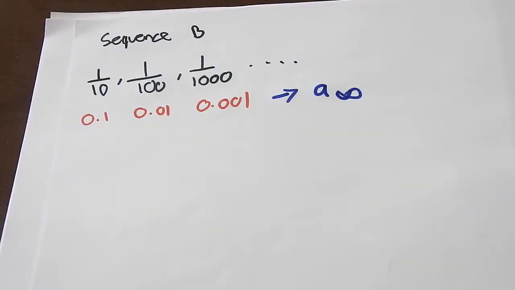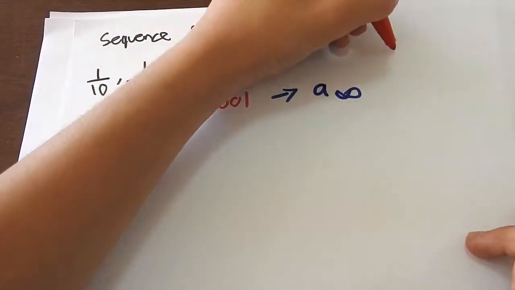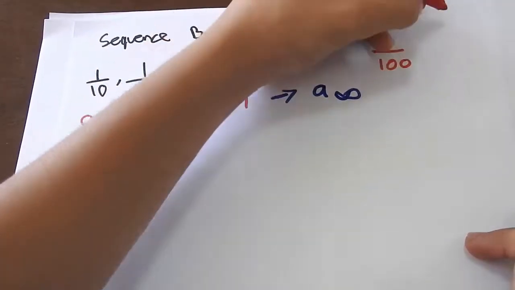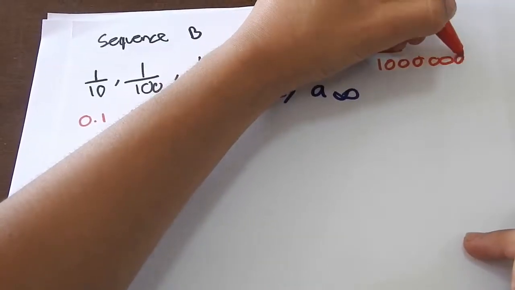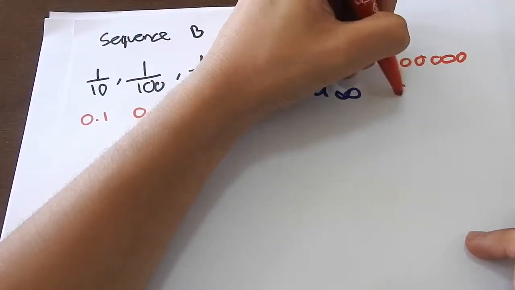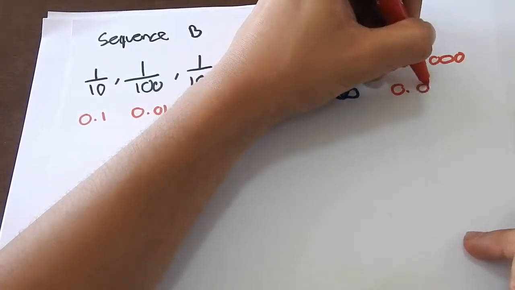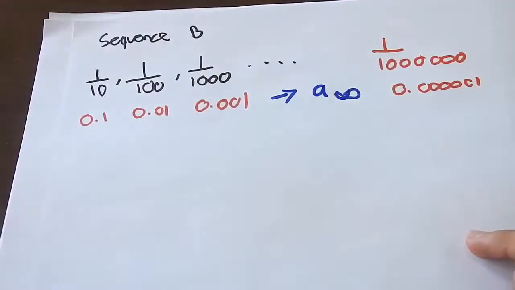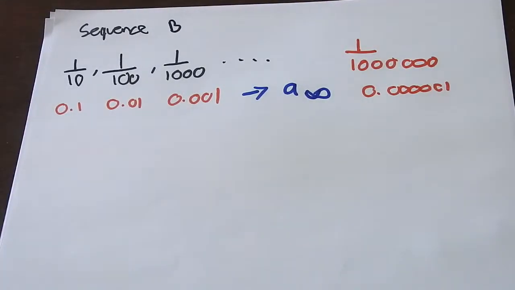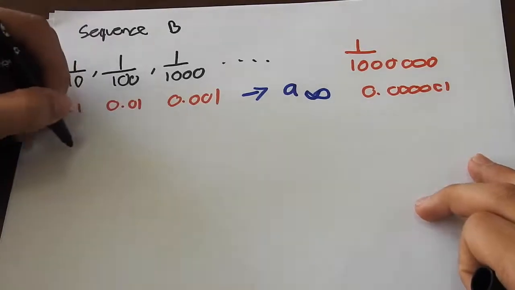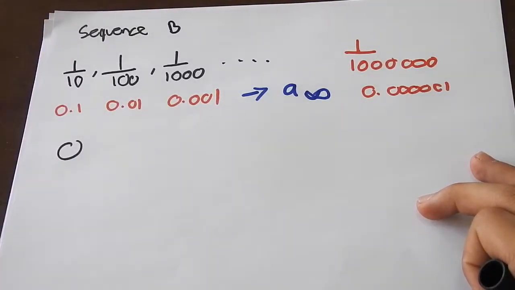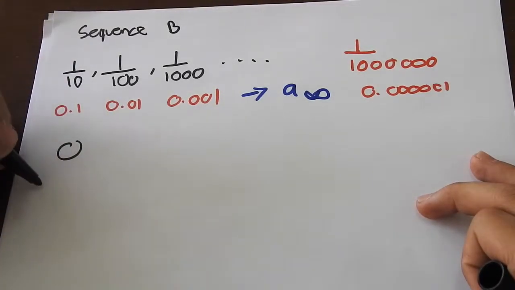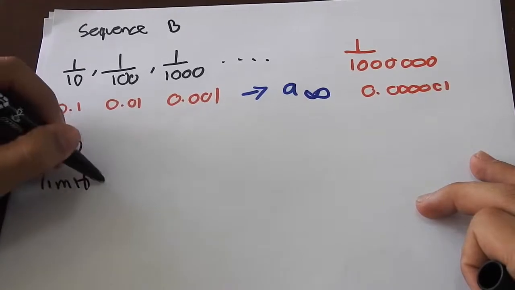Now let's say we have the value 1 over 1 million. This is also 0.000001. So as you can see, we're heading to a value. If we increase the sequence, we're heading to a number which is 0. So we can say that this sequence is converging. Therefore the limit exists, and the limit is 0 for this sequence.